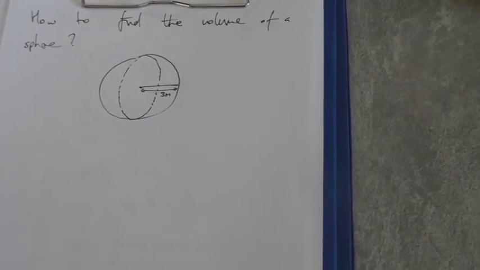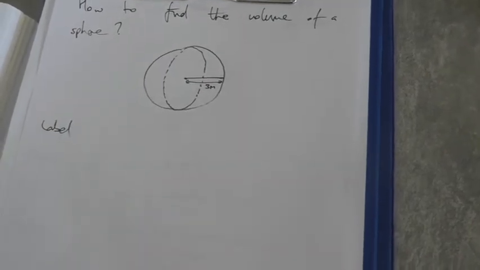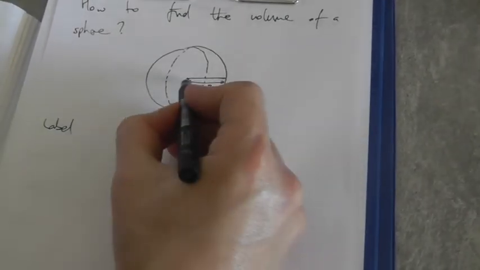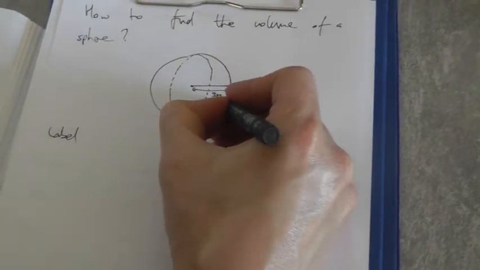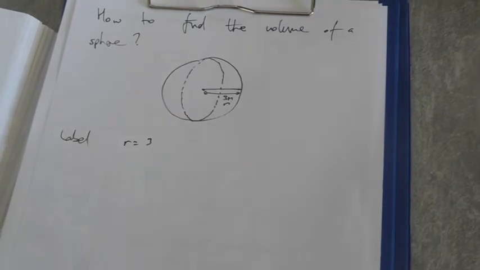The first of those 4 steps begins with L, it's label. And there's really only one label on this one, and that is this line here from center to edge. And we label R, it's the radius. So the radius is equal to 3, and we have that there.